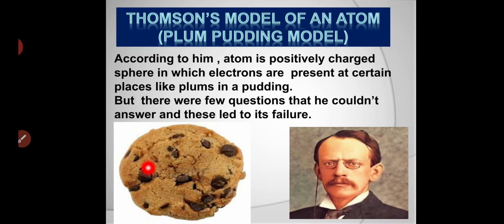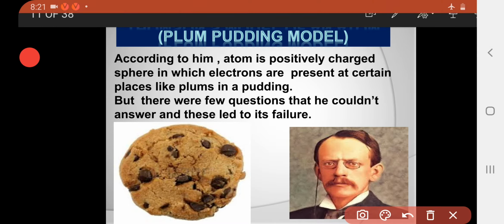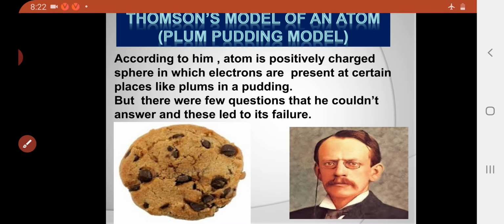the atom consists of positive charge. The whole atom contains positive charge and the electrons are present anywhere. So the whole atom is made of positive charge and somewhere the electrons are present. So he gave the model like this, meaning according to him the atom is a positively charged sphere, in which the electrons are present at certain places like plums in a pudding.